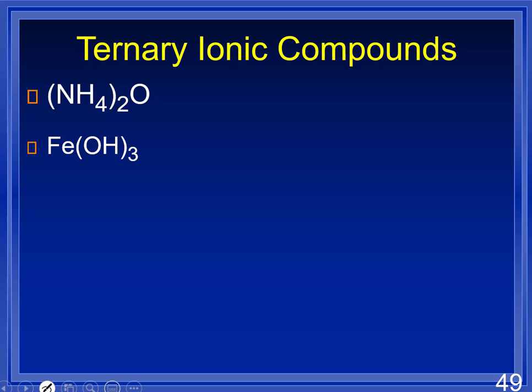well, Fe is iron. It's a metal, so this is ionic. Does iron need Roman numerals? Yeah. OH, 2 capital letters. Find it on my list. Hydroxide. Now all I have to do is figure out the charge. Okay. Let's figure out the charge on iron.